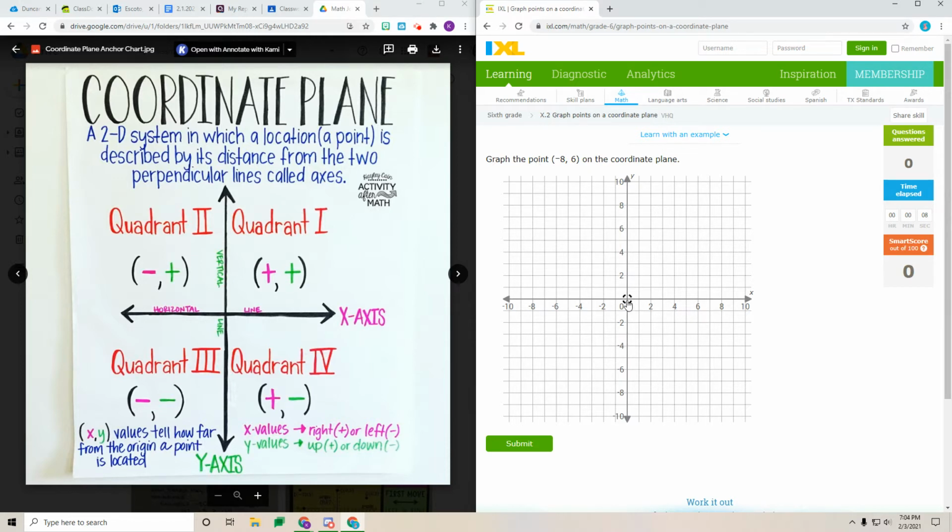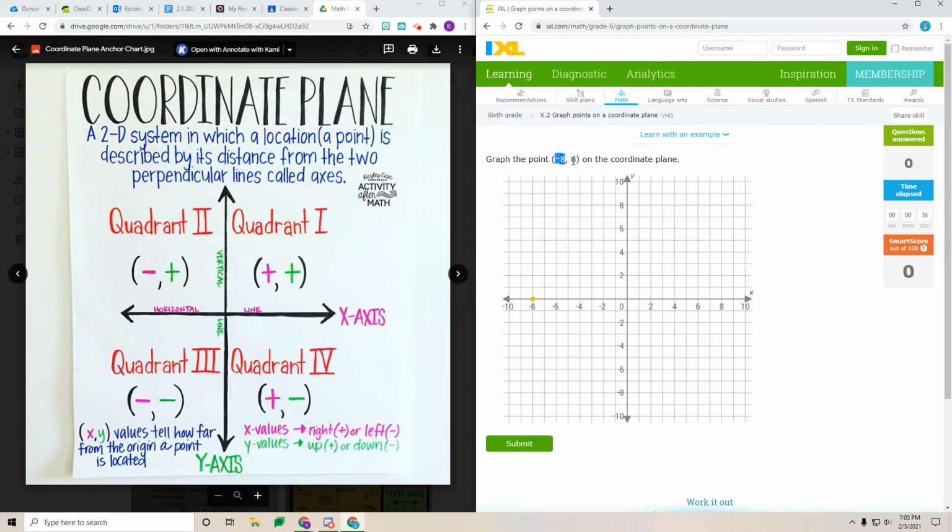So I'm always going to start at 0, which is the center of the graph where the two axes cross, where the x-axis and the y-axis cross. That's called the origin, the 0, 0. I always start here. Now the first number tells me which way to move, left or right. So that -8 tells me I'm going to move -8 spaces on this axis. Okay, so negative on this axis is to the left, so I'm going to move to the left 8 spaces and I'm going to stop.